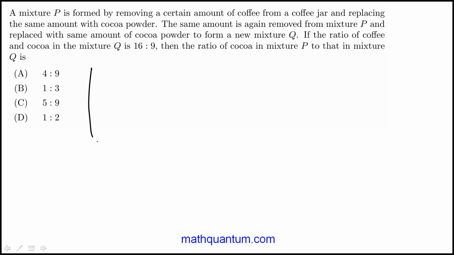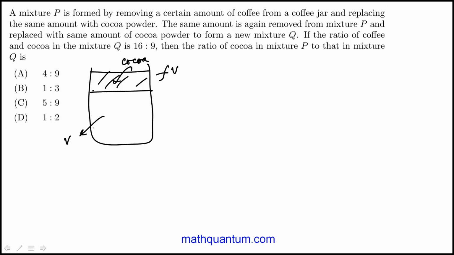Here it's important to be able to visualize what's happening. So let's say we have this container with volume V, and then a fraction F of that volume is replaced with cocoa. So that's 100% cocoa, and what remains is coffee, which is 1 minus F of the total volume. So that's just 100% coffee.